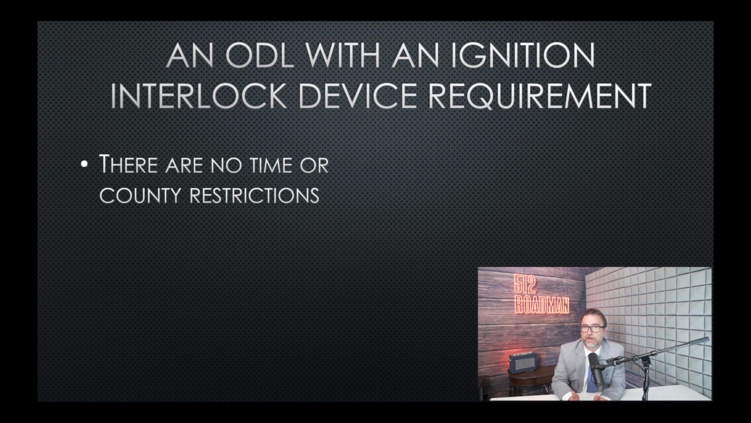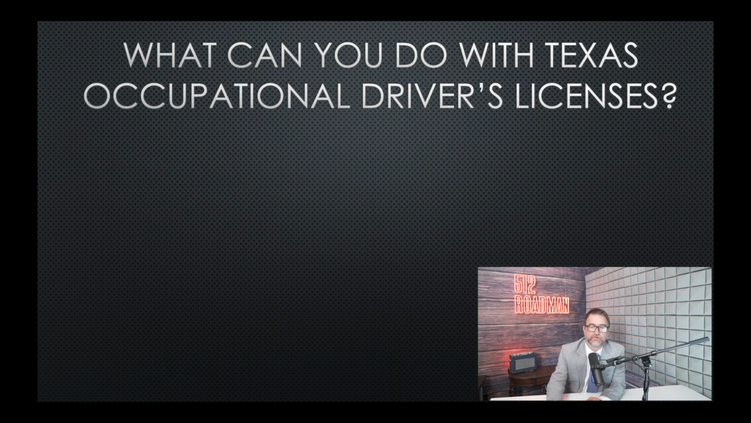Now, the only time you're likely to get this type of occupational driver's license is if you have this IID requirement for some other reason, like you're charged with a DWI and there's a bond condition, or it's part of probation, or you're in a pretrial diversion program with an ignition interlock device requirement. So that works out, and then we can get you an occupational license without any times or county restrictions.